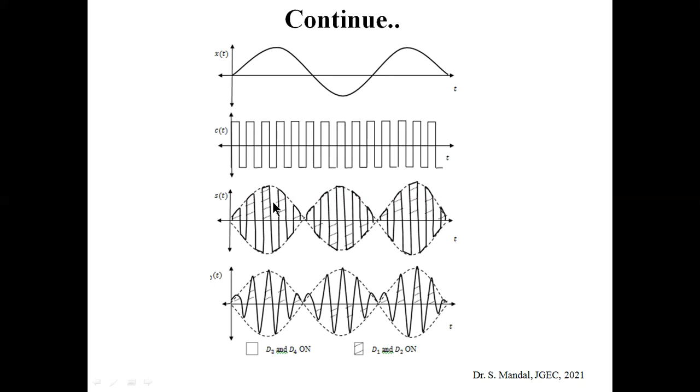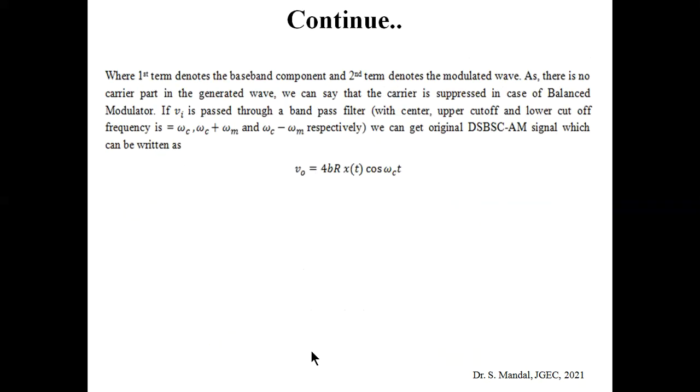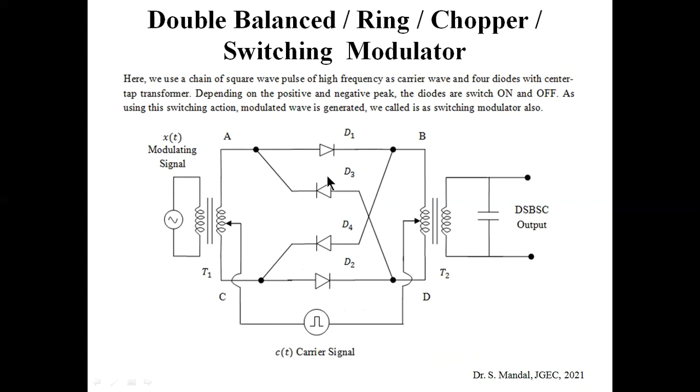Now if it is passed through the capacitor, obviously due to the capacitive effect this ripple will be removed and it will become continuous in nature, and ultimately we get this type of signal. You can see that this is nothing but the DSB-SC signal, where you can clearly see a phase reversal occurred at the point where the polarity changes. So this is the output of the corresponding double balanced modulator or ring modulator, which is DSB-SC in nature.